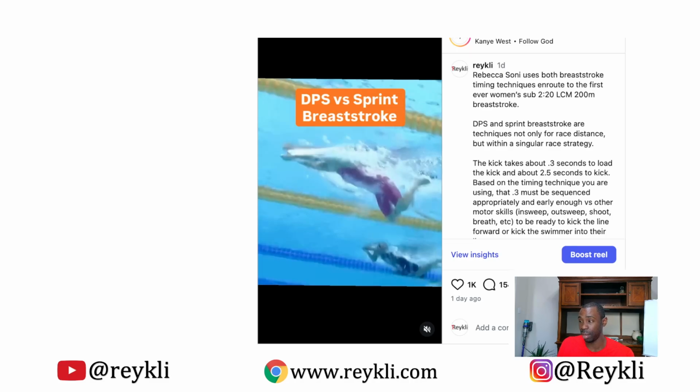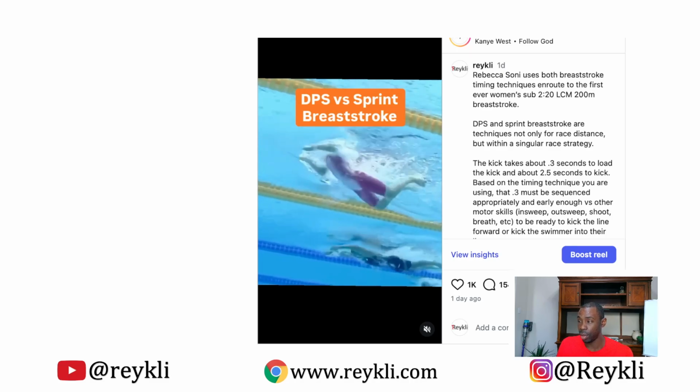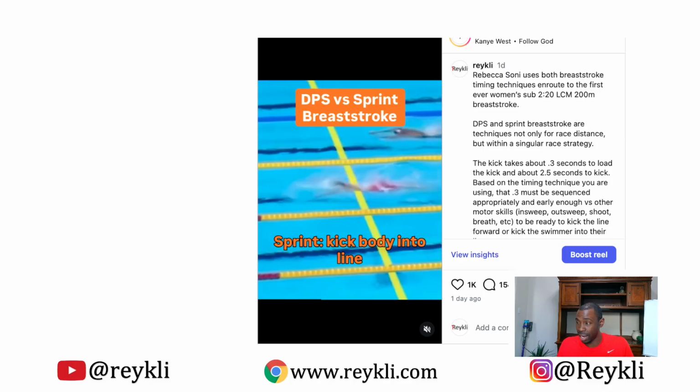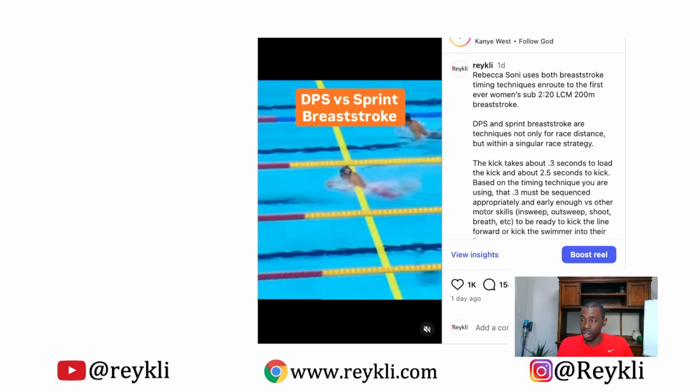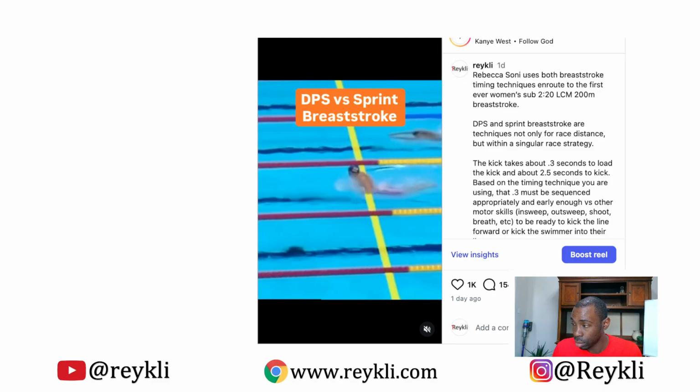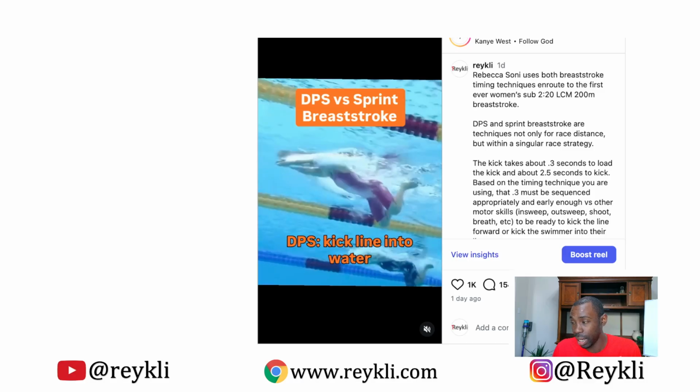Now, the sprint timing, we are trying to kick the body into the line, right? So when we get here, we can see that the kick is loaded and the head is up, the arms are still extending. So as the knees extend, the body is going to reach the line, boom, at the same time. All right? Hitting the line at the same time.